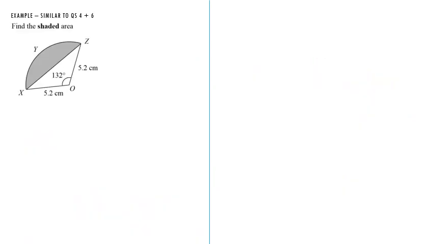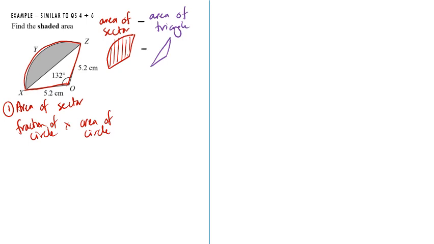We need to bring in some different skills to help us solve this one, which is similar to questions 4 and 6 on task 2. So to find the shaded area, we need to find the area of the sector and then subtract from this the area of the triangle. So our fraction of our circle is the angle of the sector divided by 360, and then the area is just pi r squared. So pi, and the radius we can see from here is 5.2.